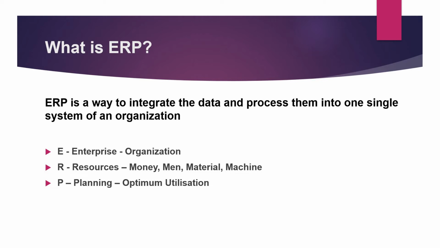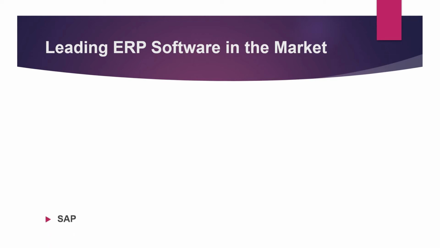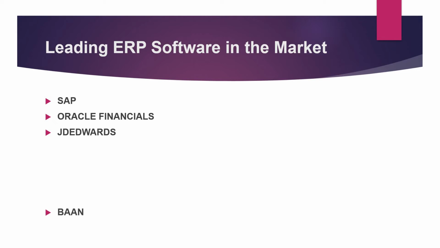So next, coming on, what are the several ERPs that are in the market? First is SAP, that is System Applications and Product and Data Processing. Then comes Oracle Financials. Then comes JD Edwards. Then comes BAAN. Then Epicor. And then PeopleSoft. So these are the different ERPs which are used by MNCs.